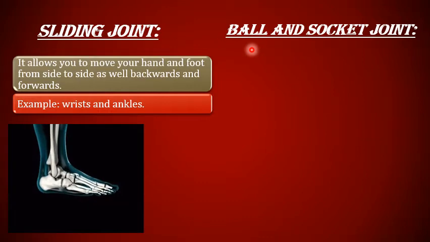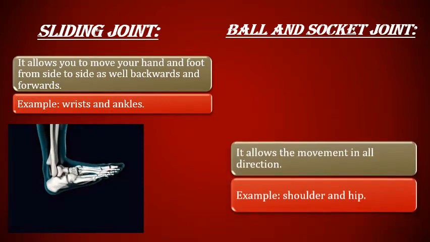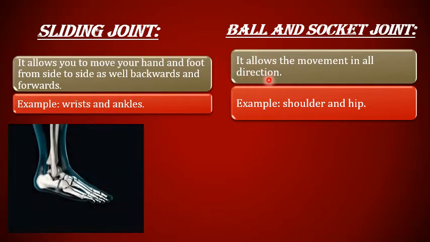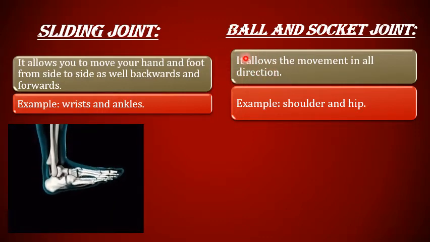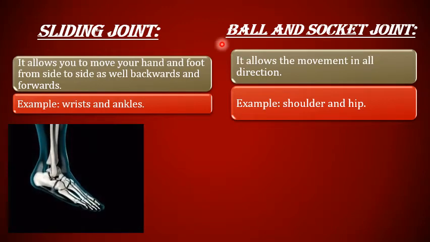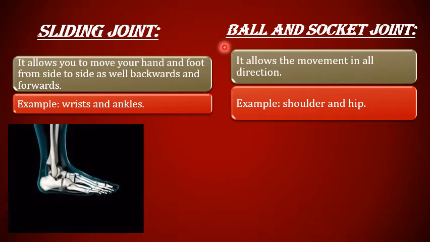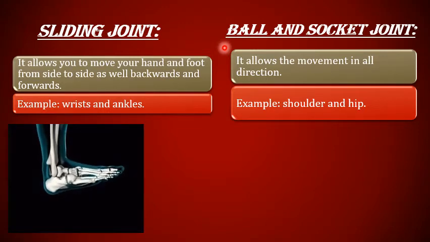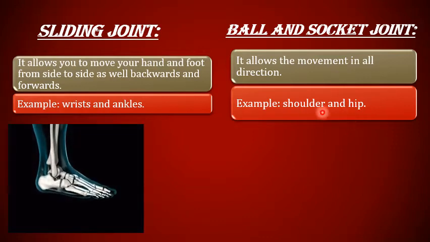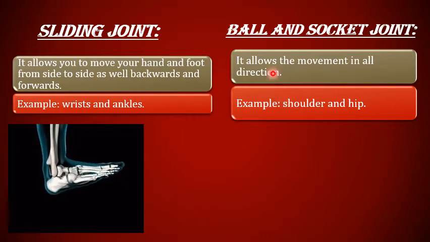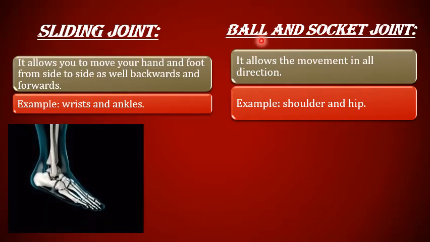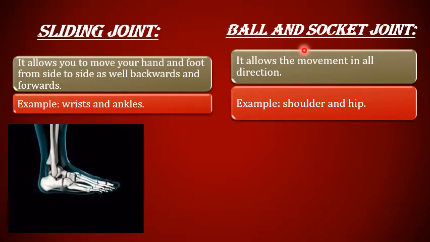On the other hand, if we talk about ball and socket joint, it allows the movement in all the directions. So if I ask you which joint allows the maximum movement, or the movement in all the directions, the answer should be ball and socket joint. Okay, and the examples are shoulder and hip. Hip and shoulders are joined with the bones with a joint called ball and socket joint, and they allow the maximum movement.